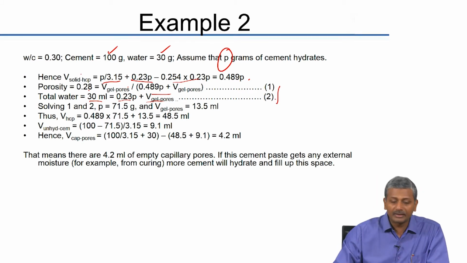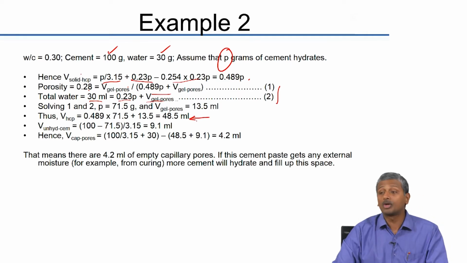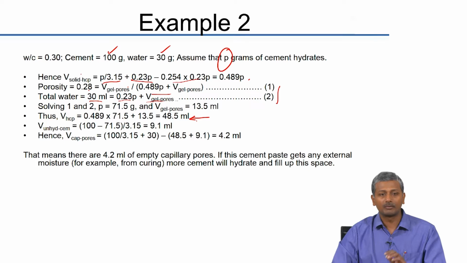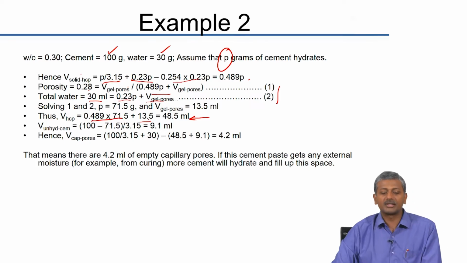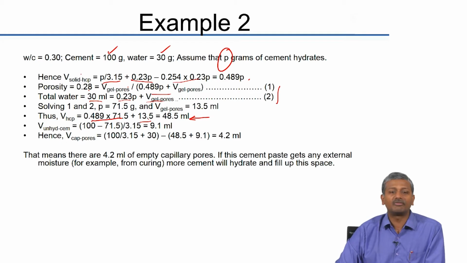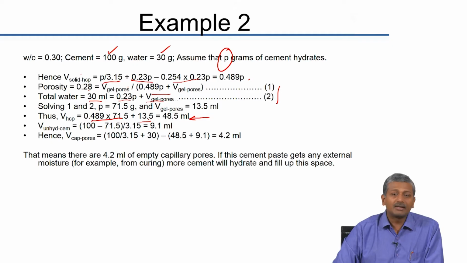Alright, now how do we calculate the capillary porosity? For that, first we need to find out the volume of the solid HCP, volume of the HCP totally, that means the volume of solid HCP 0.489 times P plus the volume of gel pores, that is 13.5, that gives us 48.5 milliliters. Okay. Volume of unhydrated cement is also there.